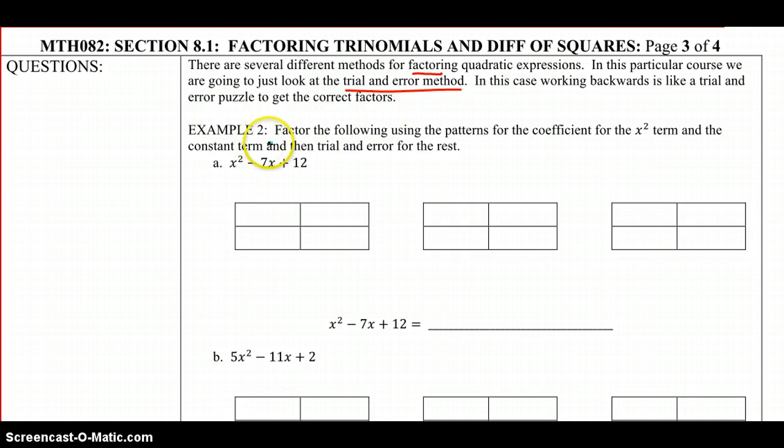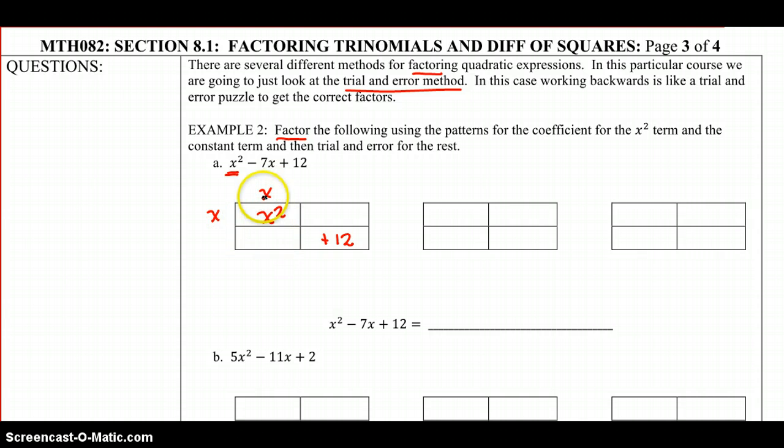So example 2 tells us to factor the following using the patterns for the coefficient of the x squared term and the constant term, and then just using trial and error, or guess and check, to try to get the rest of the problem correct. So if we start with the first term here, an x squared, and we know this last term we have to get is a positive 12. Okay, so here's our starting with the first and last terms. Well, the only way that we can get an x is to take x times x.